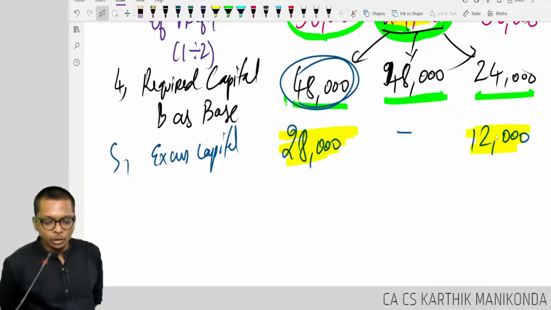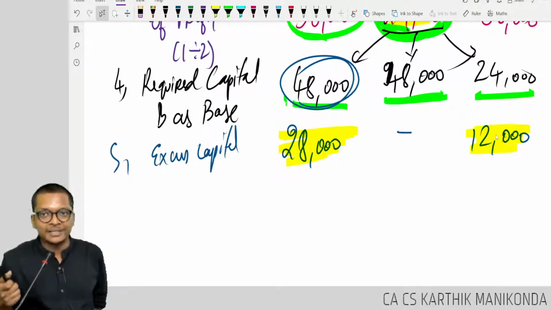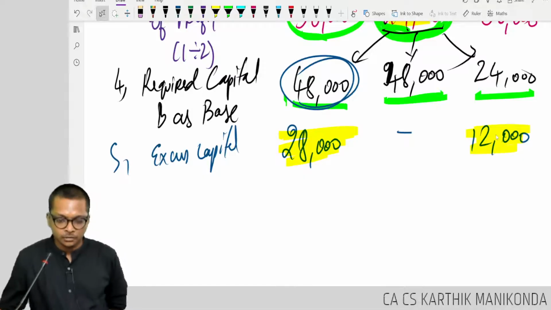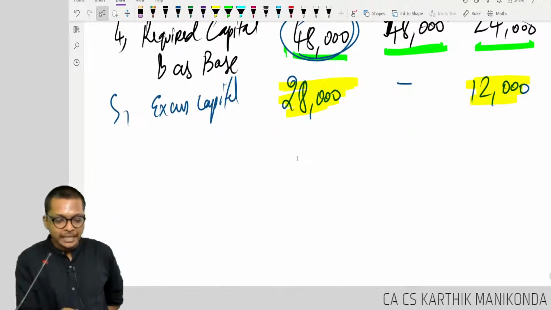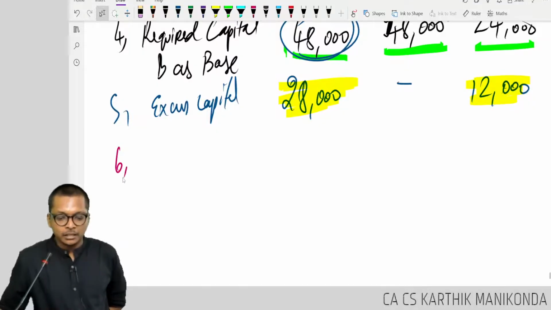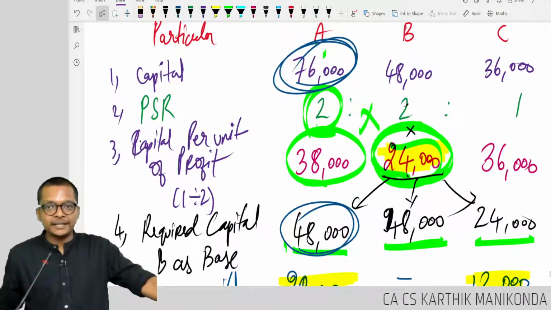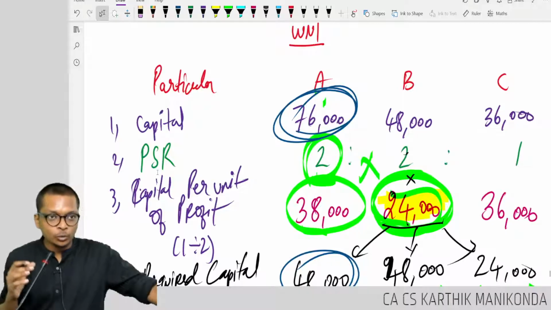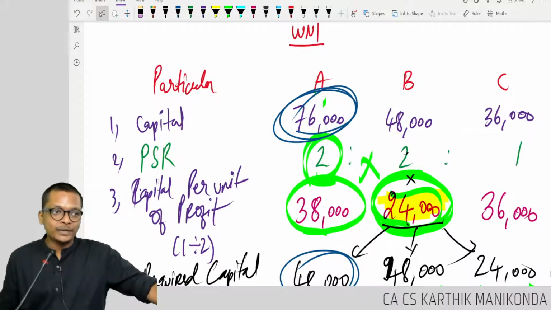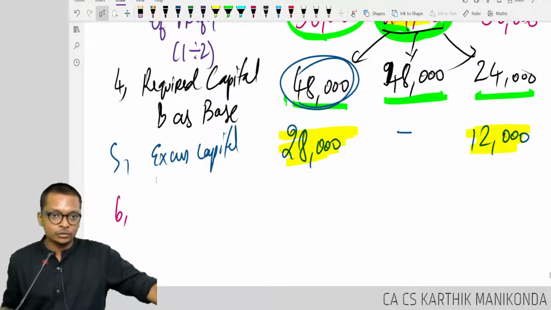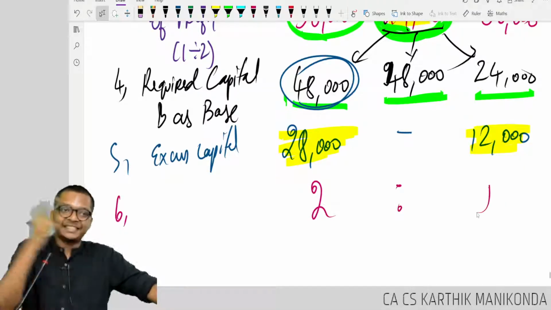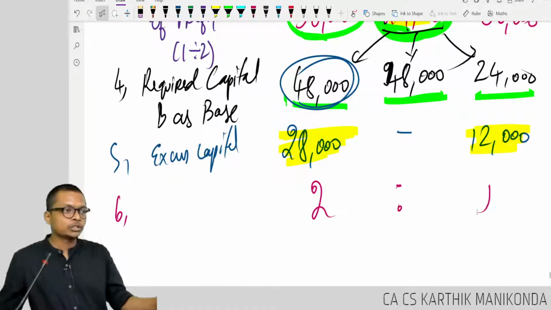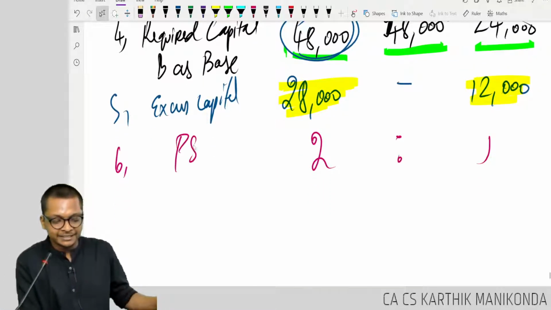Okay. But now A and C are comparing among themselves. A is saying, both A and C are fools because they gave more money. Now who is the bigger fool? Between A and C, we have to see. So again I will write the profit sharing ratio between A and C. Okay, 2:1. Repeat the step.